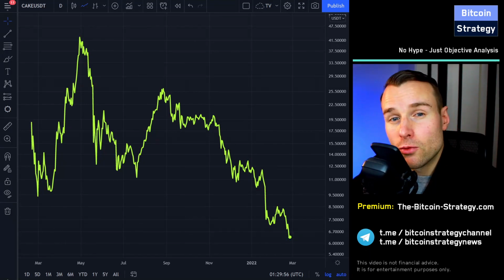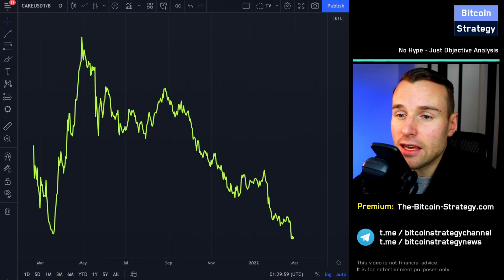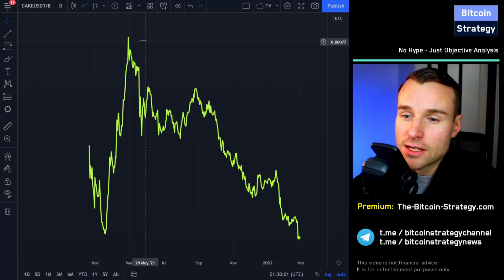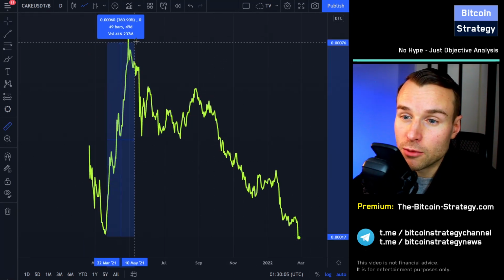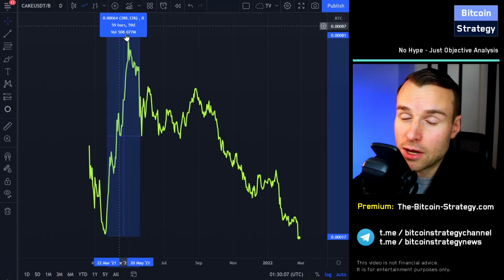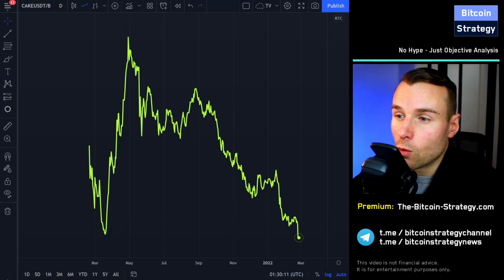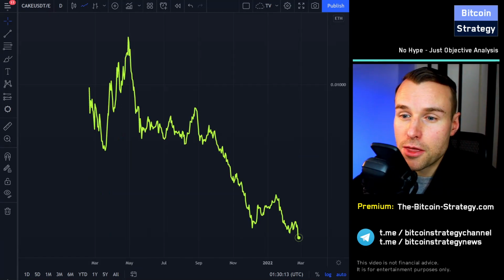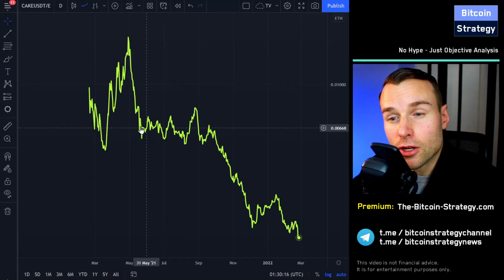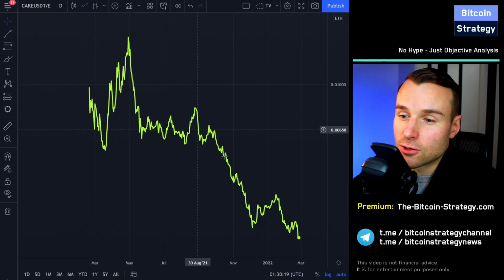But when we look at relative performance, say Cake versus Bitcoin, this is a bit less risky, right? This also still has quite a bit of a rally. This is 380%, but maybe we can find something with less volatility. What about Cake versus Ethereum? Now this looks more like a constant downtrend, right? This doesn't look too dangerous.